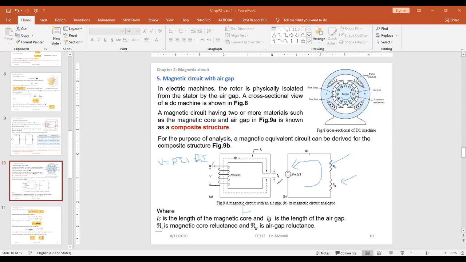Also here the driving force, which is the MMF, equals F of the core, which is FC, plus FG of the air gap. Is it clear here?